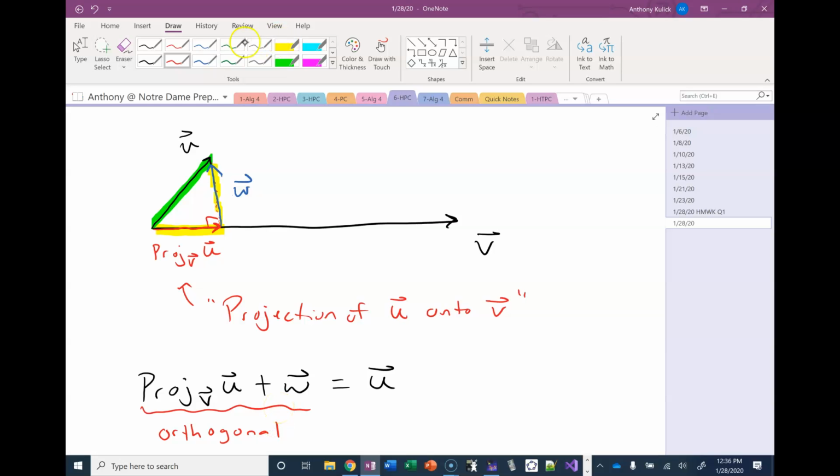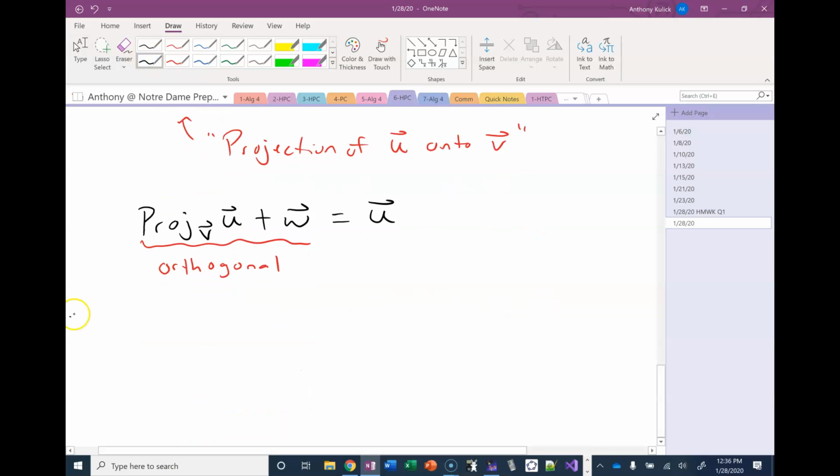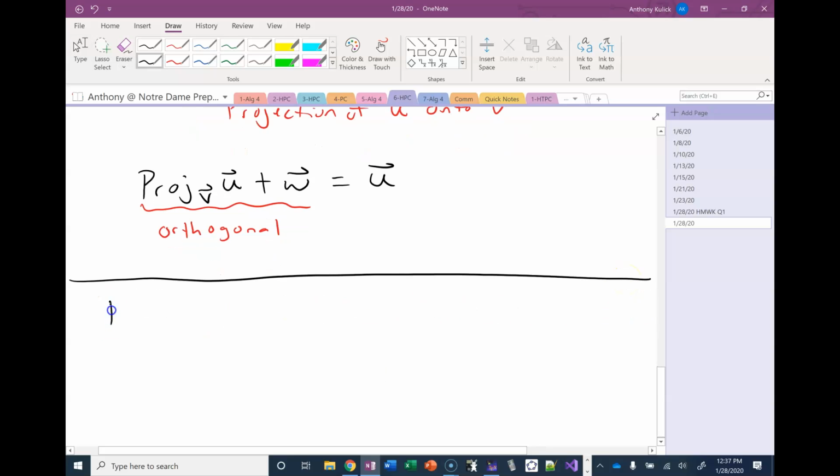So what we've outlined here is a way to take vector u and break it up into the sum of two orthogonal vectors. Those two vectors would be the projection of u onto v and this vector w. Everybody okay with that idea? So let's look at the formula of actually how we perform this projection.